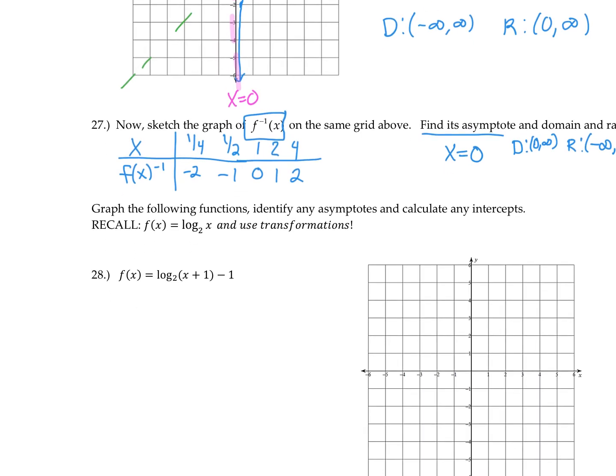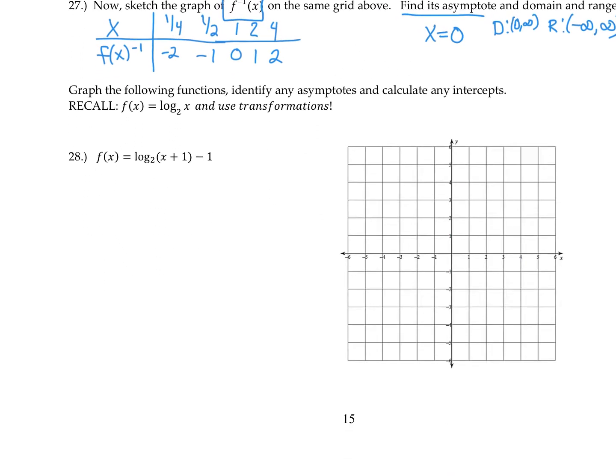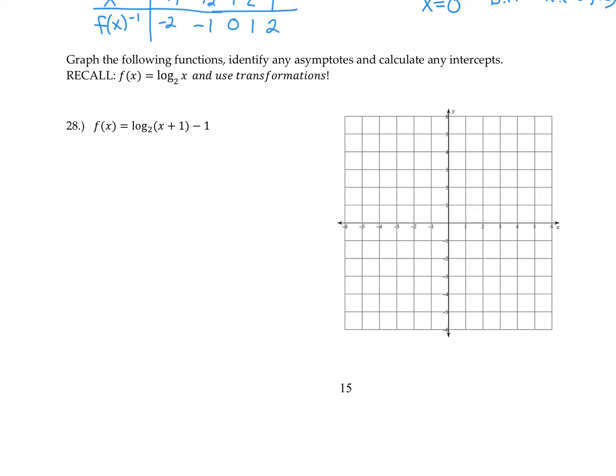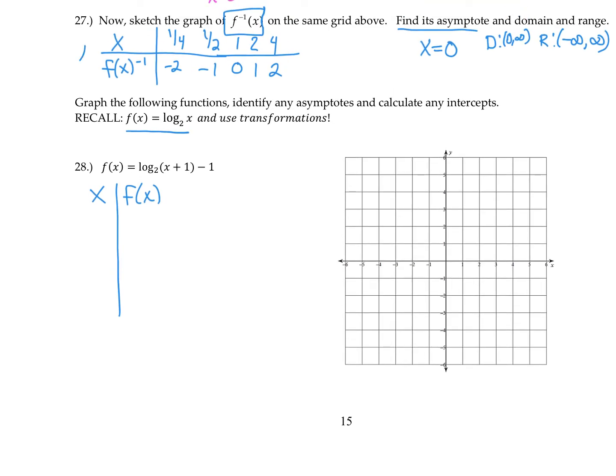So let's take a look at number 2, or 28. Recall the following functions, identify any asymptotes, calculate any intercepts. We are going to graph it based on this function, and then we're going to do the transformation. So I'm going to recopy that table down here, the same one I have up here: 1/4, -2; 1/2, -1; 1, 0; 2, 1; 4, 2.